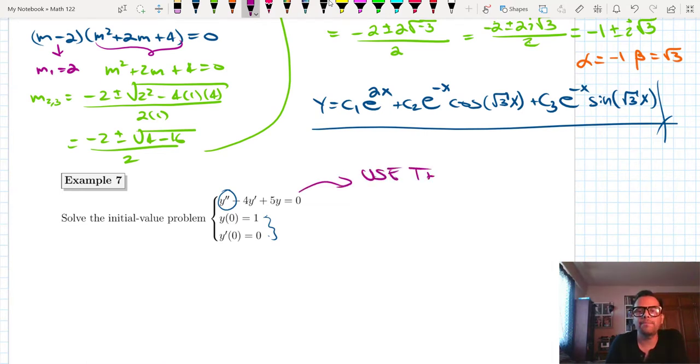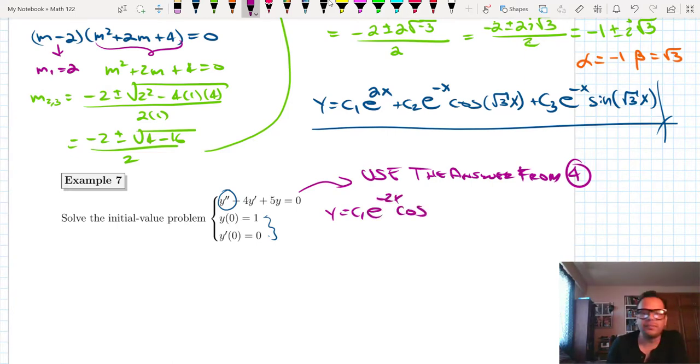Okay, so in this case, I'm not going to solve this equation because we can use the answer from example 4. And for that, we got that y equals, let me just rewrite it again, c1 e to the negative 2x cosine of x plus c2 e to the negative 2x times sine of x. Let me make this negative sign more legible.